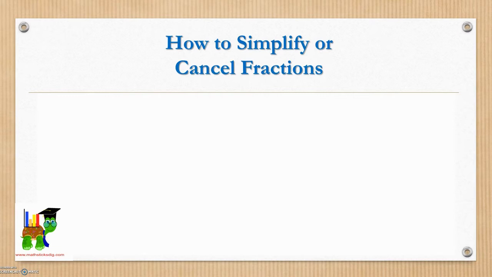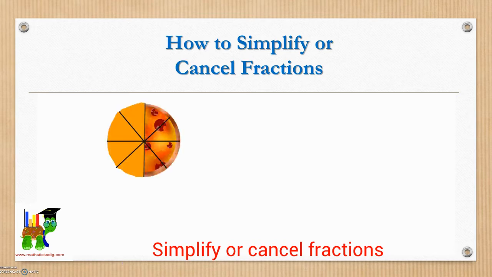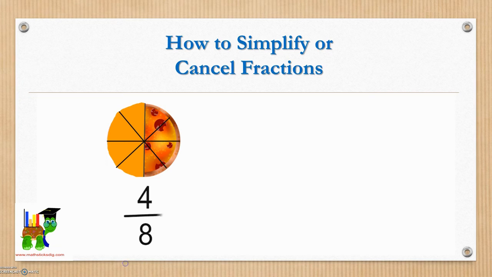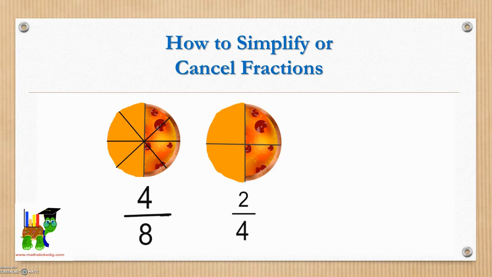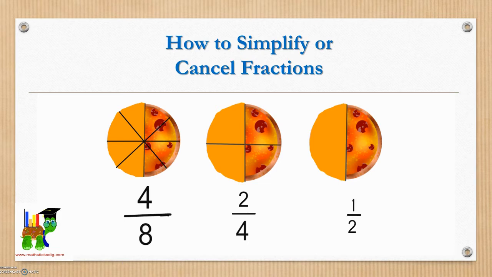Hi, today I am going to be showing you how to simplify, or sometimes we call it cancel fractions. This first pizza is divided into 8 equal parts with 4 parts shaded. The second pizza is divided into 4 equal parts with 2 parts shaded. And the third pizza is divided into 2 equal parts with 1 part shaded.